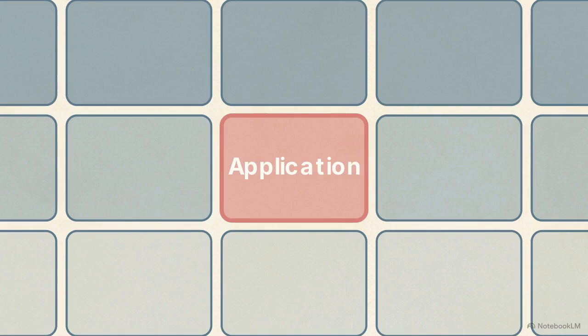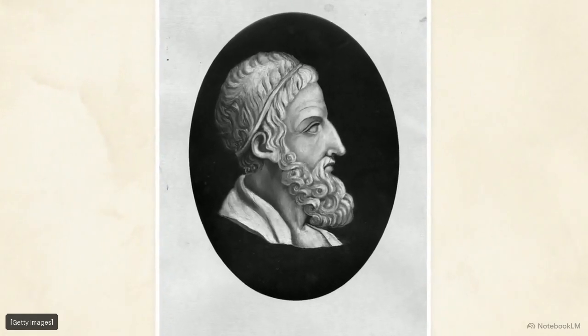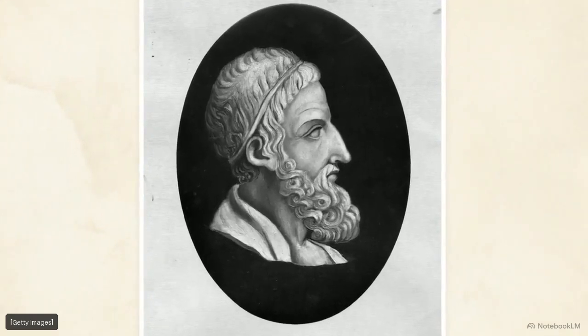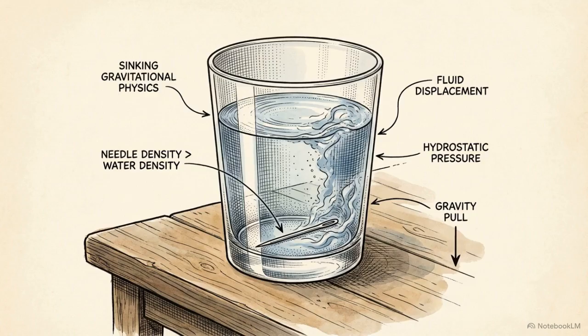To see how this matrix functions in practice, we can focus specifically on the intermediate application stage of the process. Take Archimedes' principle of buoyancy as a classic test case for applying conceptual knowledge to a new situation. In this scenario, a student must take their understanding of displacement and apply it to explain a specific phenomenon, why a tiny, lightweight metal needle sinks to the bottom of a glass of water.